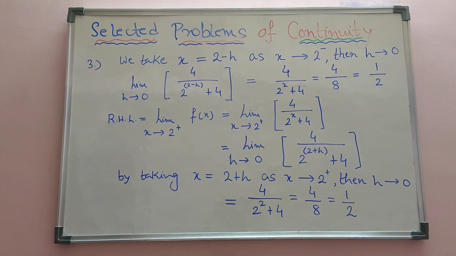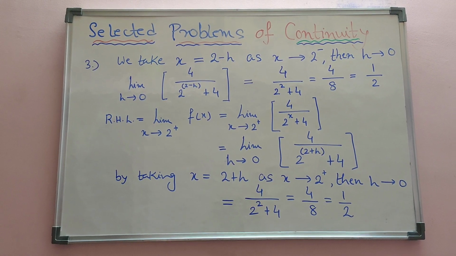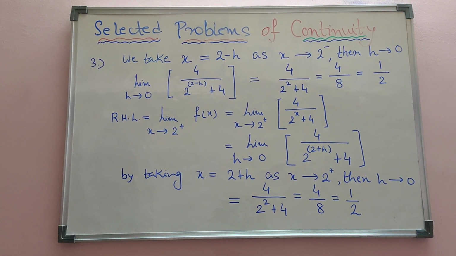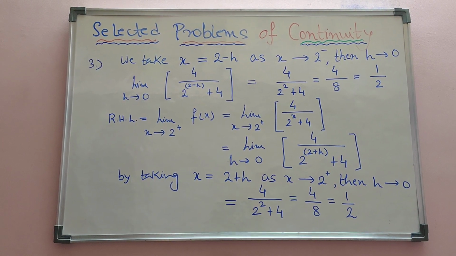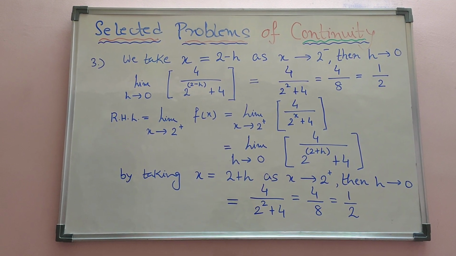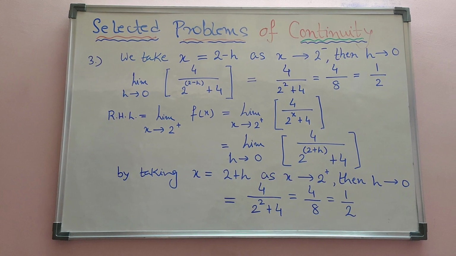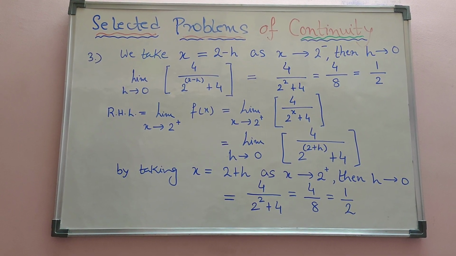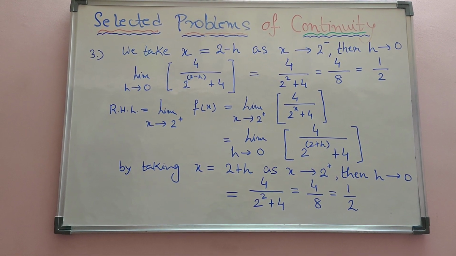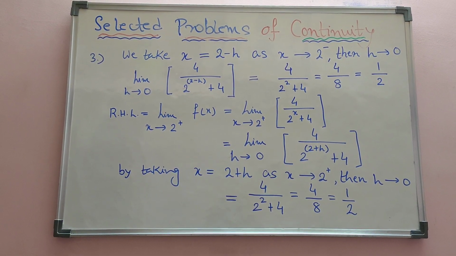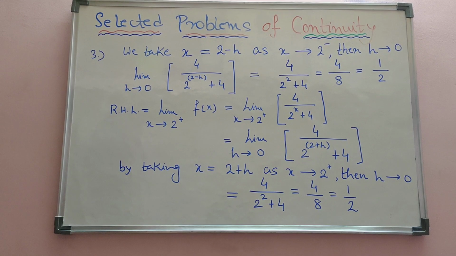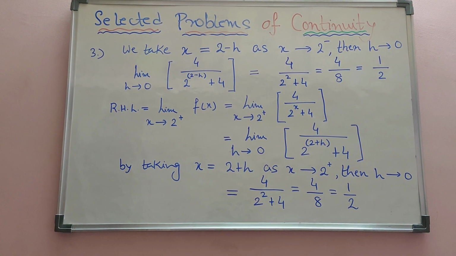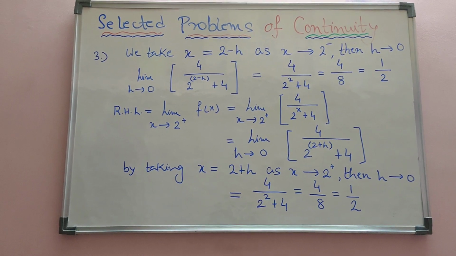We take x equal to 2 minus h, as x tends to 2, then h tends to 0. So it becomes limit h tends to 0, 4 upon, in place of x we put 2 minus h, so 2 raised to the power 2 minus h plus 4. Now put the limit value, so it becomes 4 upon 2 raised to the power 2 plus 4, equal to 4 upon 8, equal to 1 by 2.